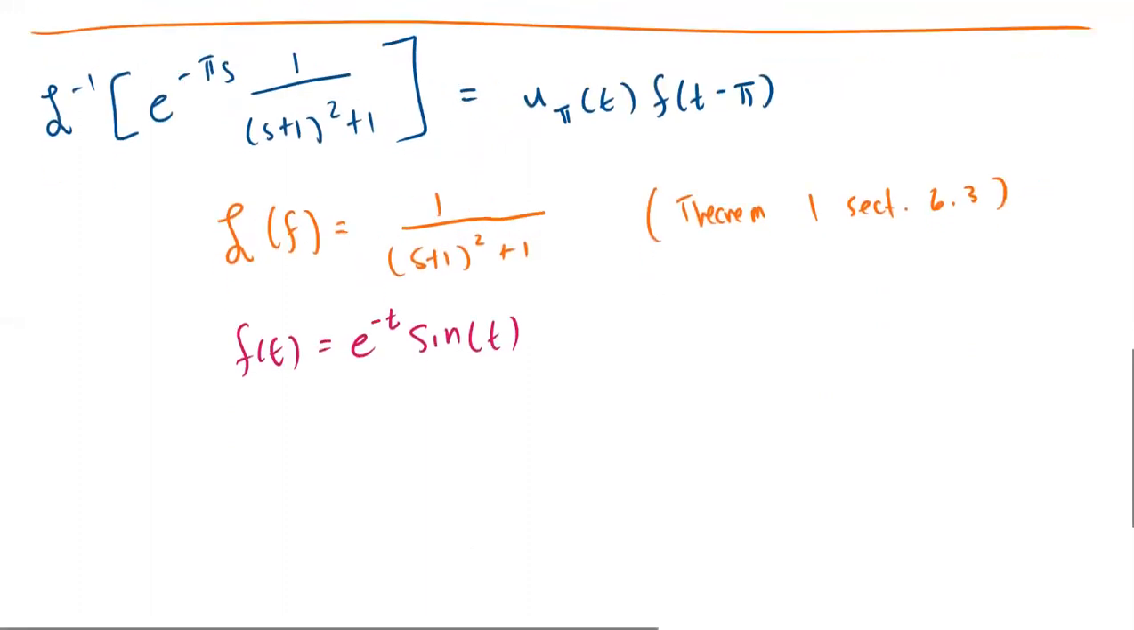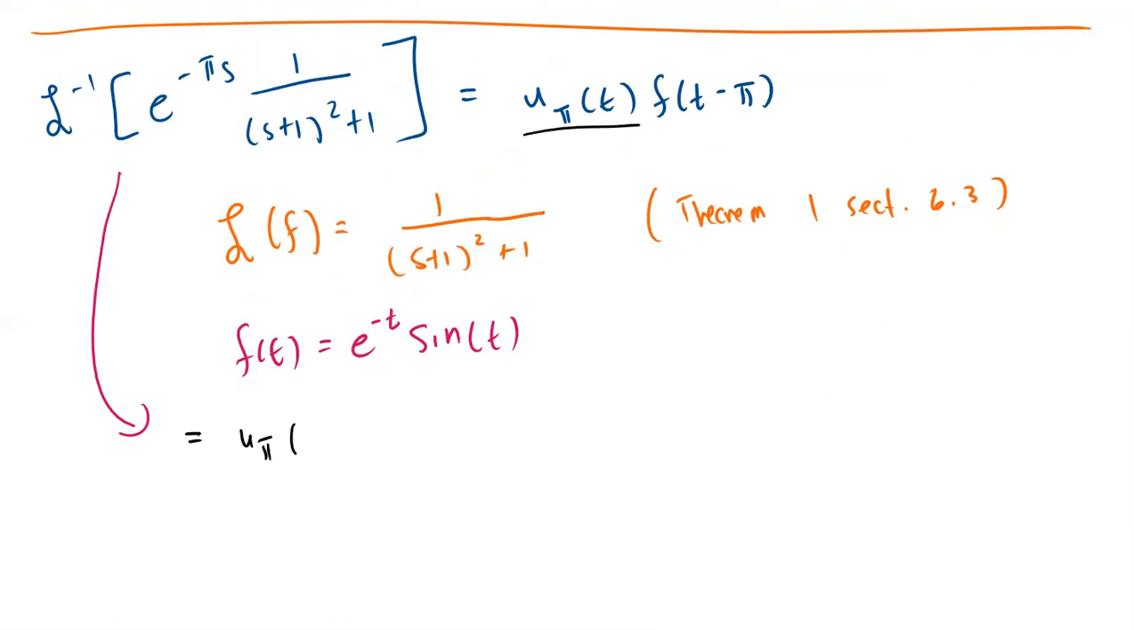Right, so then what's this Laplace inverse then? We plug everything together. It's going to be equal to, so this part, u sub pi of t, and then f shifted pi units to the right. Okay. Our f is this, so we just shift everything pi units to the right. So e to the negative t minus pi sine of t minus pi. That takes care of the first term.